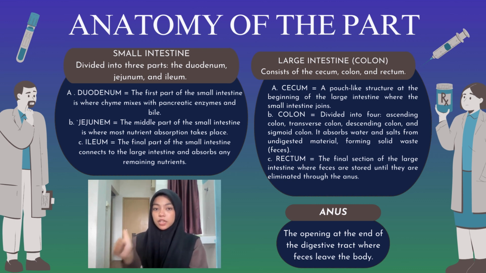Next is our large intestine, which is also the colon. It consists of the cecum, colon, and rectum. The cecum is a pouch-like structure at the beginning where the small intestine joins. The colon is divided into four: the ascending colon, transverse colon, descending colon, and sigmoid colon. These all absorb water and salt from the undigested material, forming solid waste, which we call feces. The rectum is the final section where feces are stored until they are eliminated through the anus. Our last part of the gastrointestinal tract will be the anus. It's the opening at the end of the digestive tract where feces leave the body.